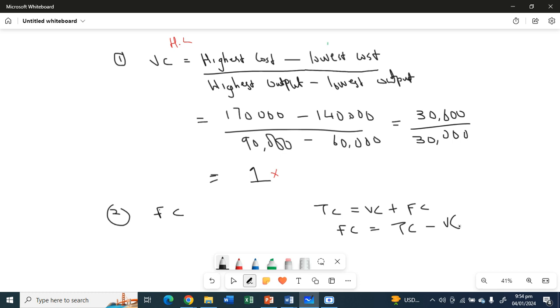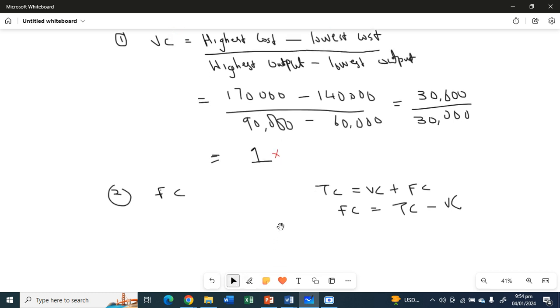Now, this is where you have to determine if you want to use the high, meaning the highest output and the highest cost, or if you want to use the lowest output and the lowest cost. It is up to you to choose whichever you want. Not all the time will they give you the same answer if you use the high or the low. Sometimes they'll give you the same answer. Other times they won't. So in this example, we are going to use the high, meaning we're going to use the highest cost and the highest output.